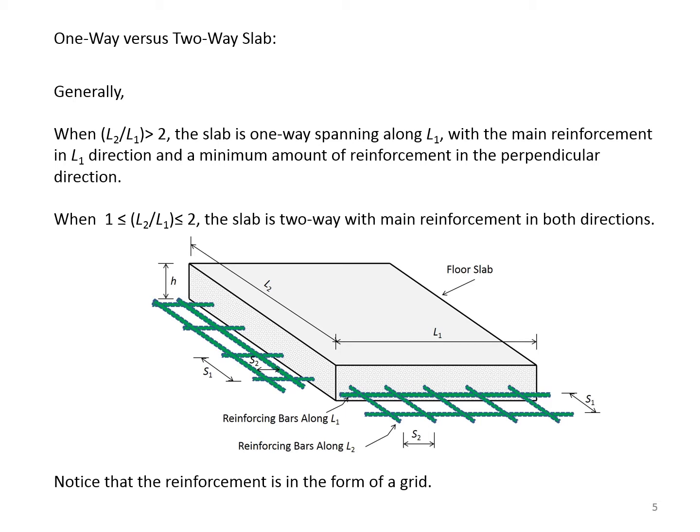Generally, when L2 over L1 is larger than 2, the slab is one way spanning along L1, with the main reinforcement in the L1 direction and a minimum amount of reinforcement in the perpendicular direction. When L2 over L1 is less than or equal to 2 and larger or equal to 1, the slab is two-way with main reinforcement in both directions. Notice that the reinforcement is in the form of a grid.